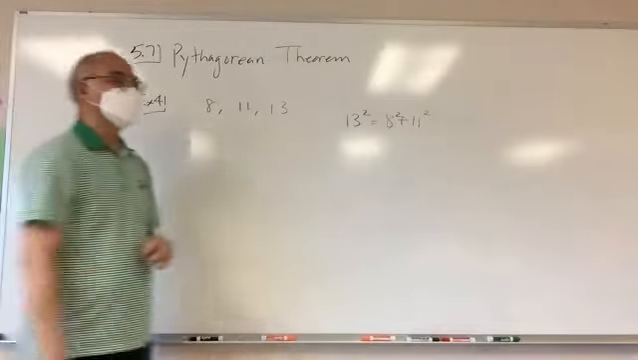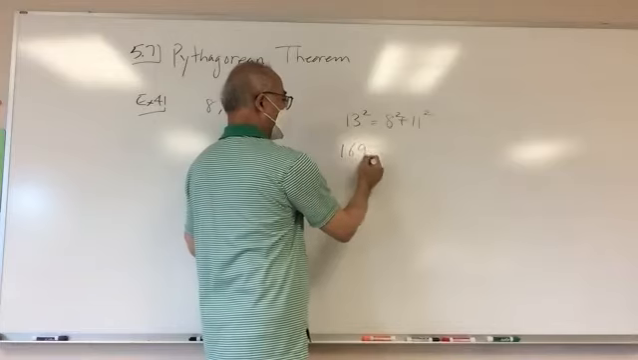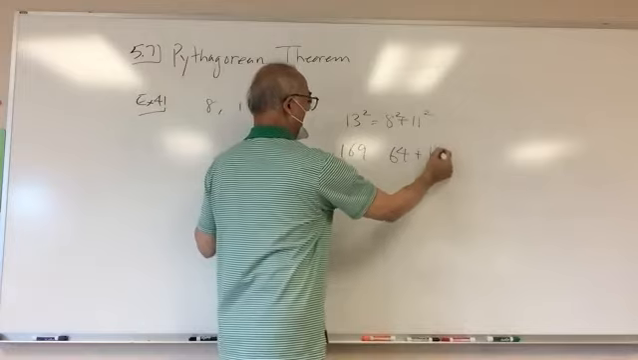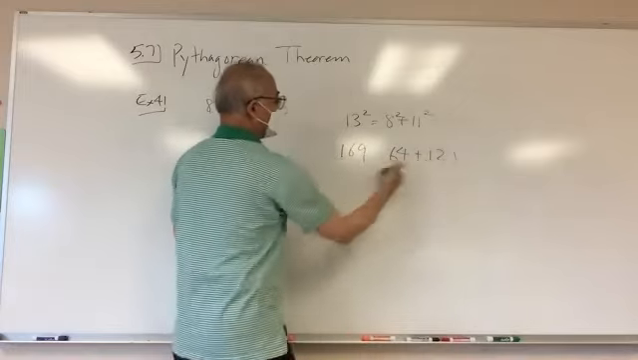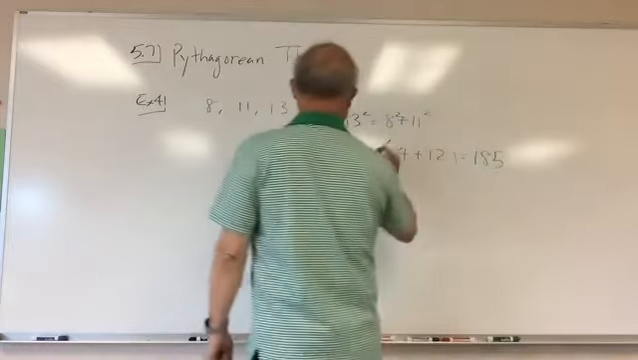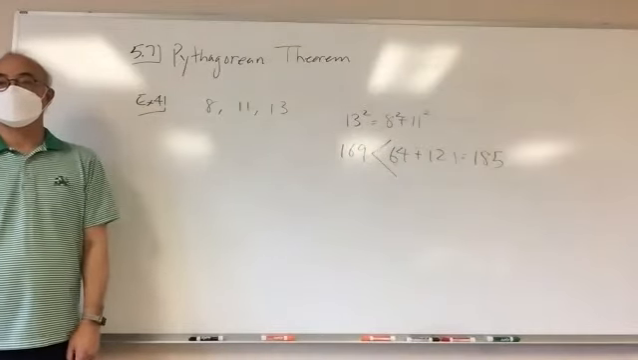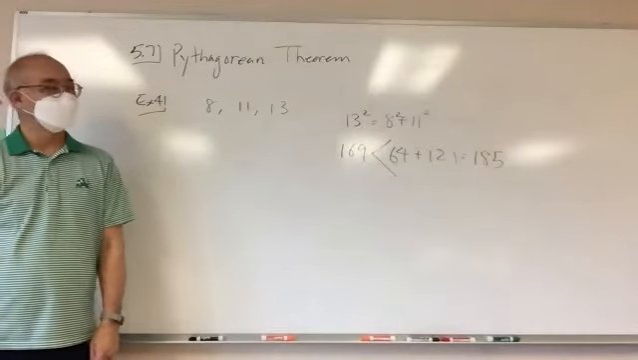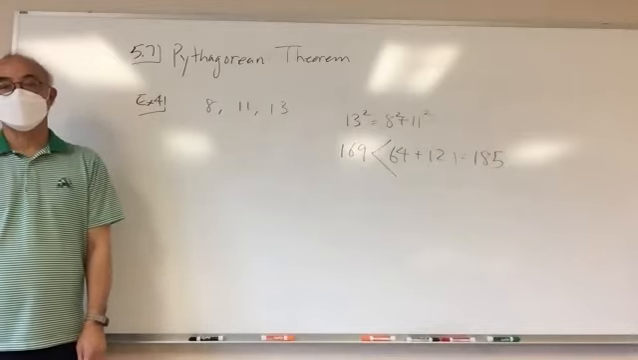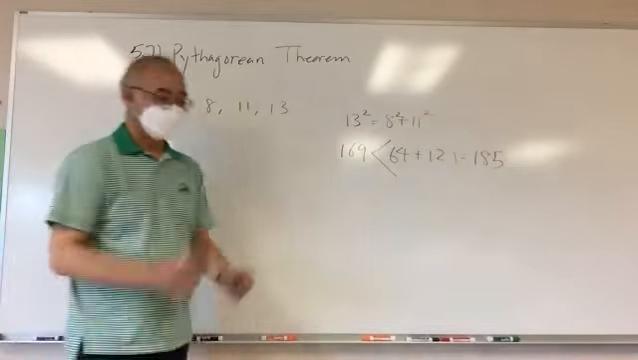Let's see what happens. What is 13 squared? Thank you. 8 squared? 11 squared? Okay, so if I add these two together, what do I get? I get 185. So obviously this one is larger, which means that the hypotenuse is not long enough to be a right triangle. Therefore, it must be an acute triangle. All right, good work.